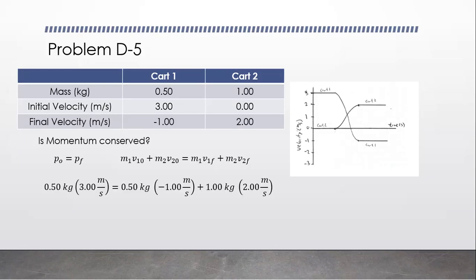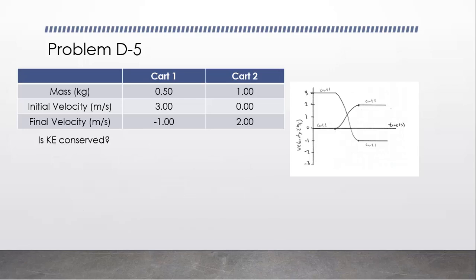So if I plug in all my values, what I get is 1.5 kilogram meters per second is the momentum before, 1.5 kilogram meters per second is the momentum after. Momentum is conserved. So we at least know that this is a collision that happens normally in our everyday lives.